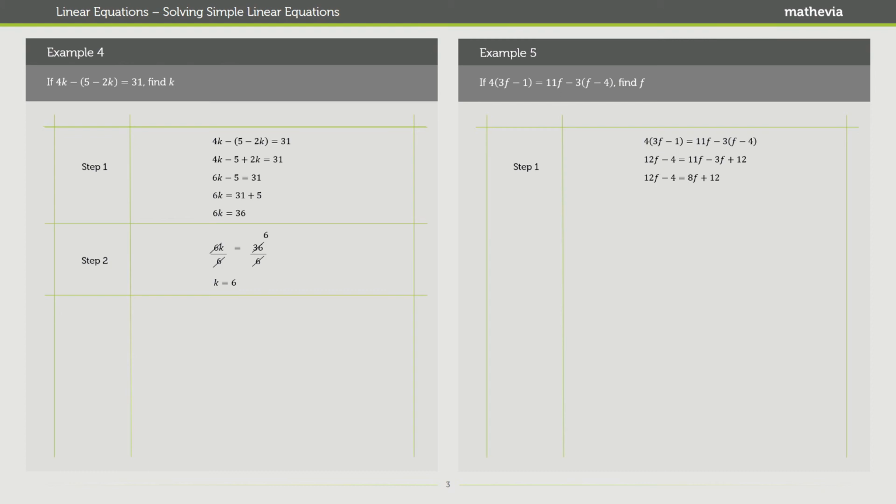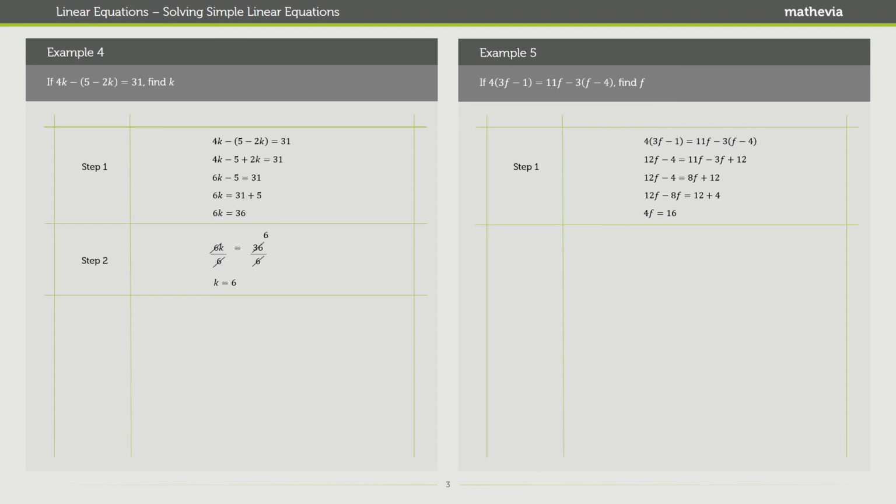Now we're going to move our variables around. I'm going to move 8f over to the left, and it will become minus 8f, and I'm going to move minus 4 over to the right, and it will become plus 4. So I have 12f minus 8f on the left and 12 plus 4 on the right. Simplifying that, 12f minus 8f is 4f, and 12 plus 4 is 16.